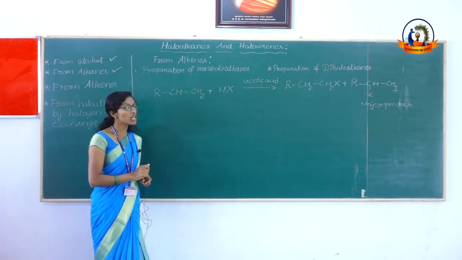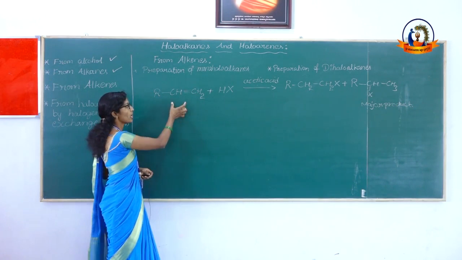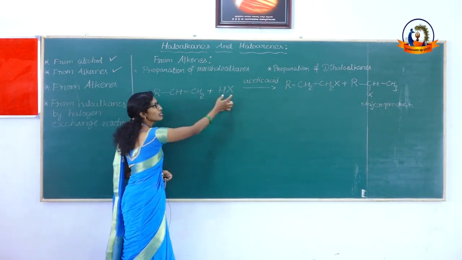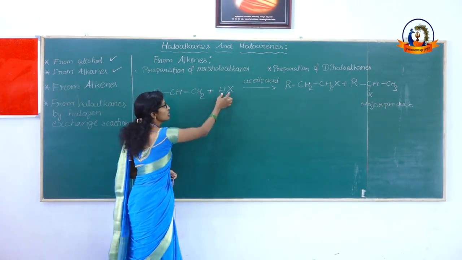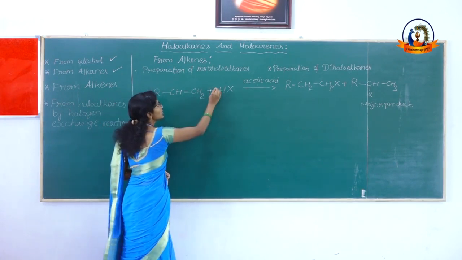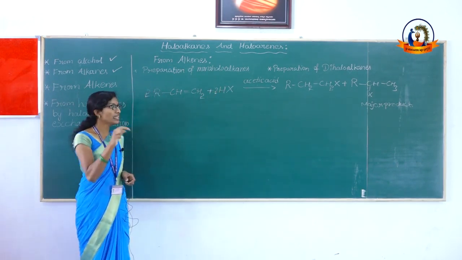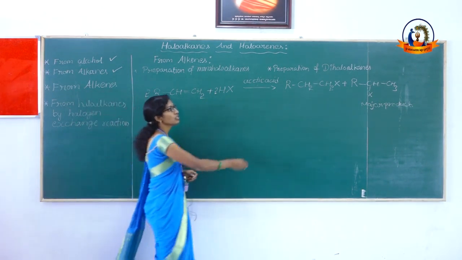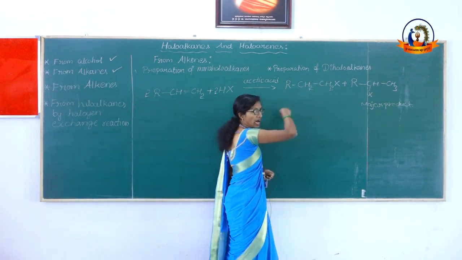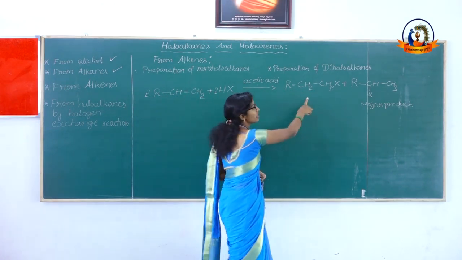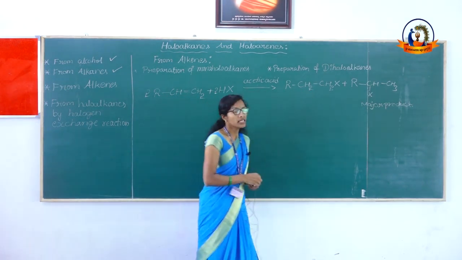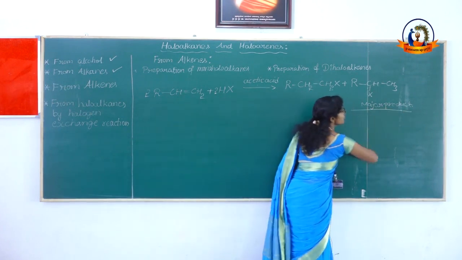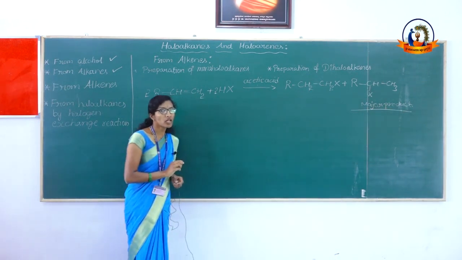Preparation of monohaloalkanes from alkenes. What happened? Alkene reacts with halogen acid in acetic acid or methylene chloride medium. It gives haloalkanes or alkyl halides. Here it gives two products, and this is the major product according to Markovnikov's rule.